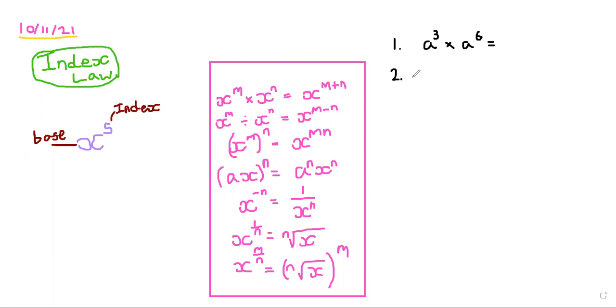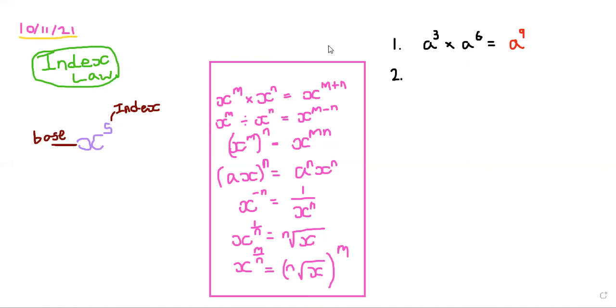Okay, and let's have a look at what we'll do there. So if you've not done it yet, just quickly pause the video. It will be a, then what you do, because it's multiplying, we have to add the powers. So it's going to be 3 plus 6, which is 9. So the answer is a to the 9.